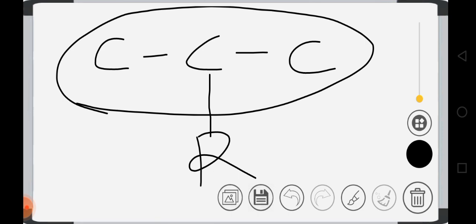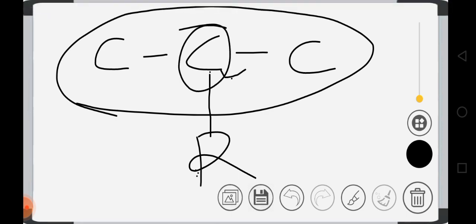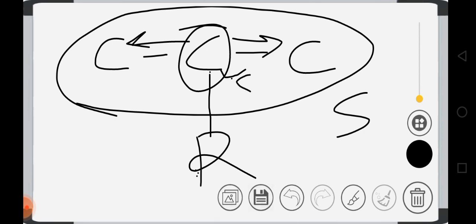So what is the name of this substituent? You will check where this arrow is attached to. It is attached to this carbon. Now check how many carbons this carbon is attached to. It is attached to 1 and 2 carbons. So that is a what? A secondary carbon. This carbon is a secondary carbon.